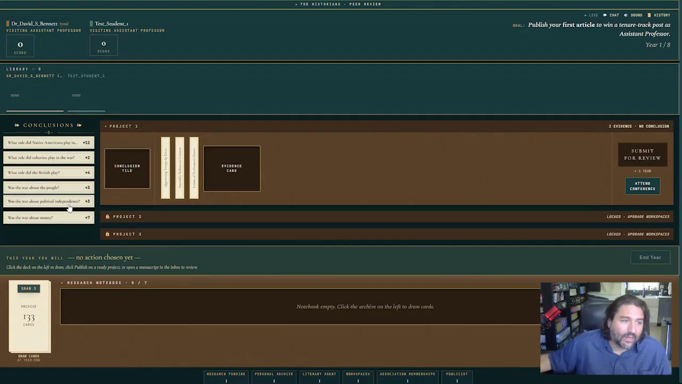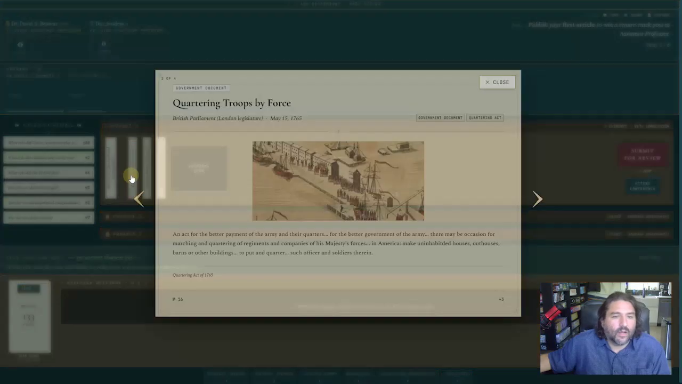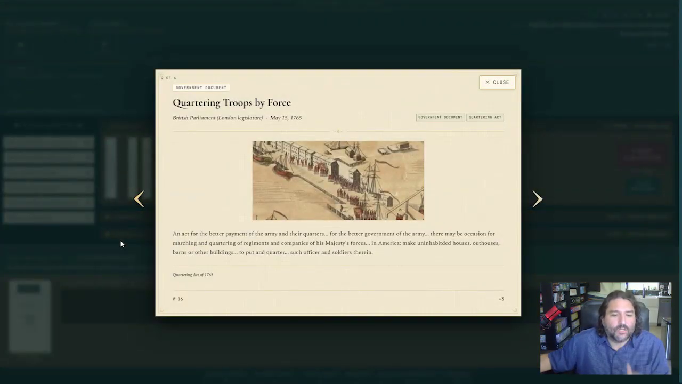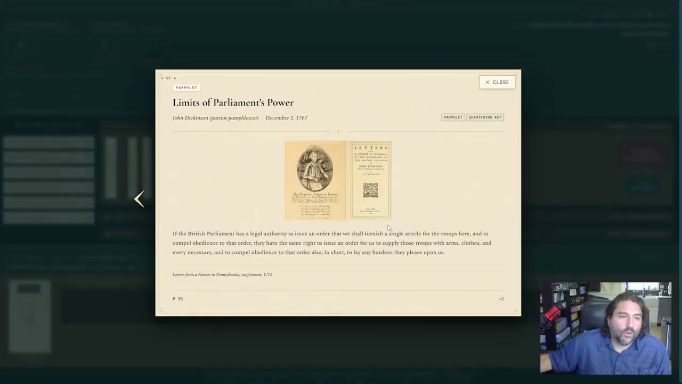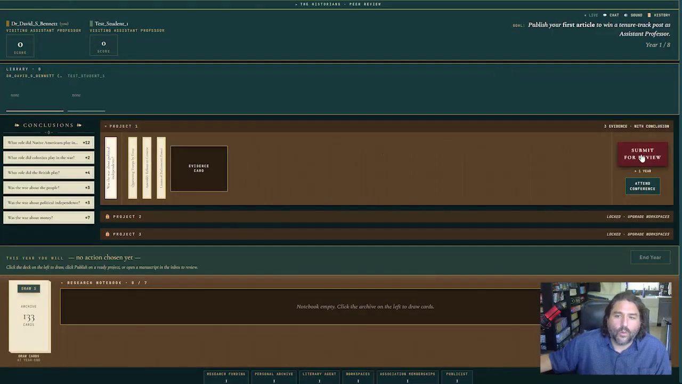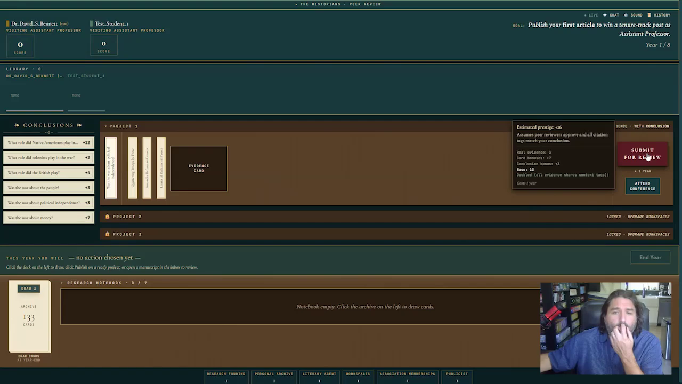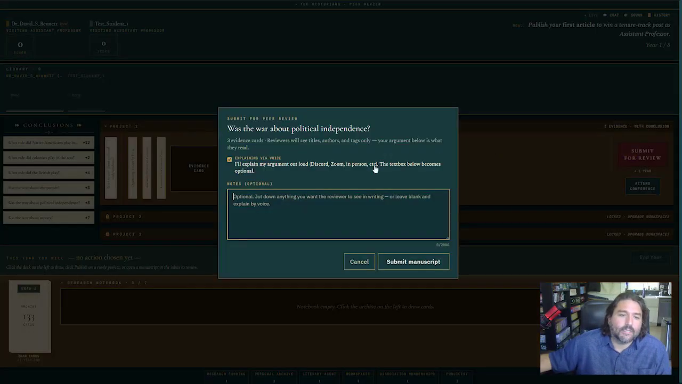So instead, I'm going to say this is about politics, right? They're passing a law that forces the Bostonians to house British military forces. And then, of course, the New York General Assembly is angry at this, and so is Dixon. So my goal is that all of this will get doubled because it has that context. I'm writing a paper about what the Quartering Act is, and I'm using the Quartering Act as an argument against it, right? So let's see.